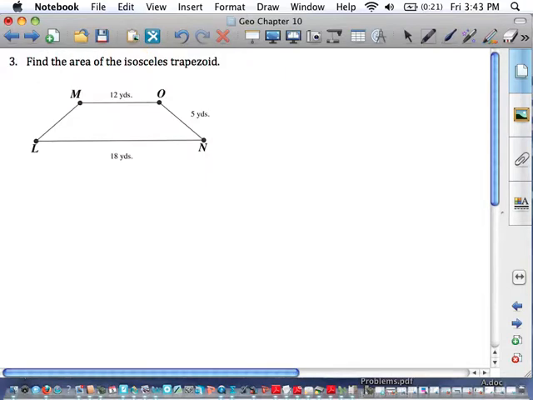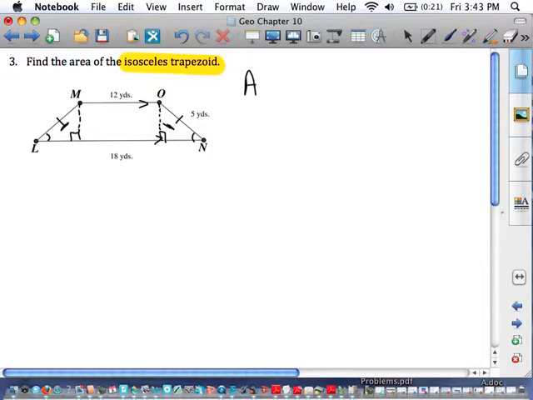Looking at number 3, this one tells me it is an isosceles trapezoid. So I have to think about what I know about an isosceles trapezoid. I know that the base angles are congruent. I know that those two legs are congruent. I know these two are parallel. I can construct the altitudes right here. And I know that I then have two congruent triangles here, and in the center I have a rectangle. So that allows me to take the information I have to find what I need for my formula.